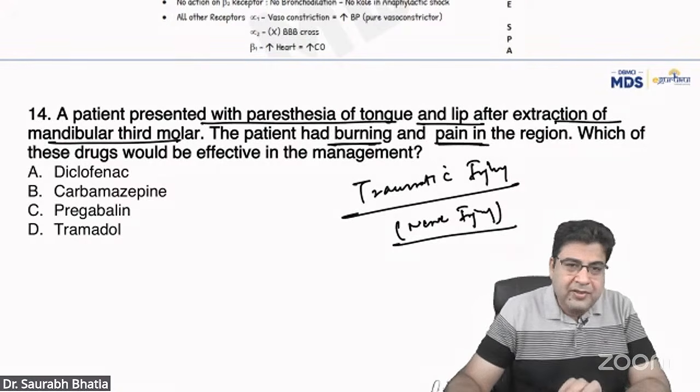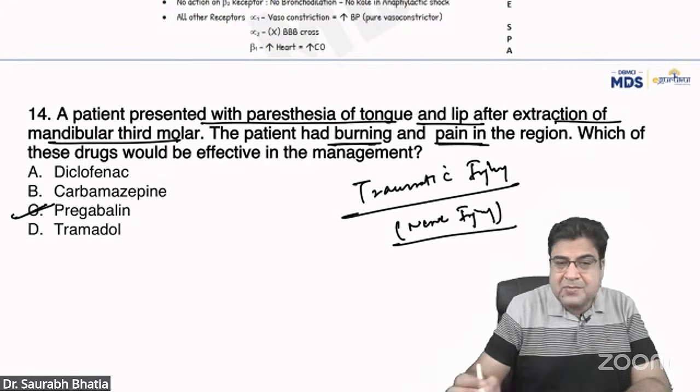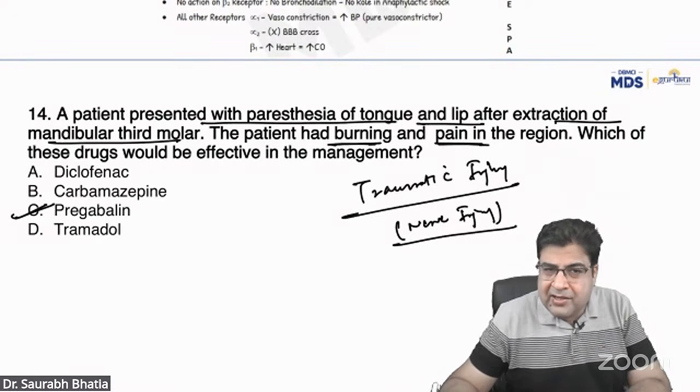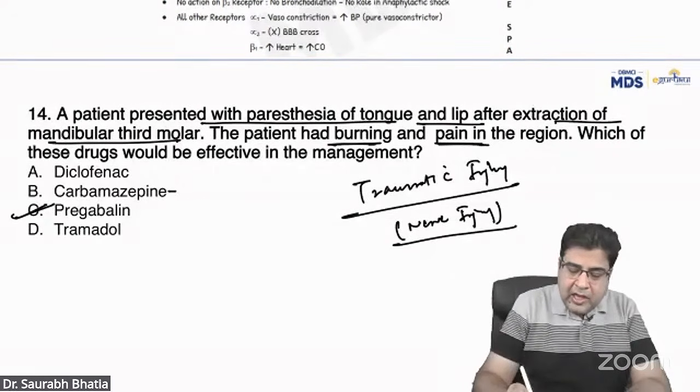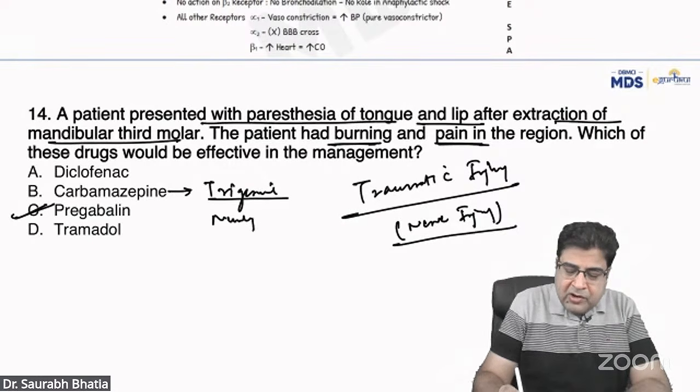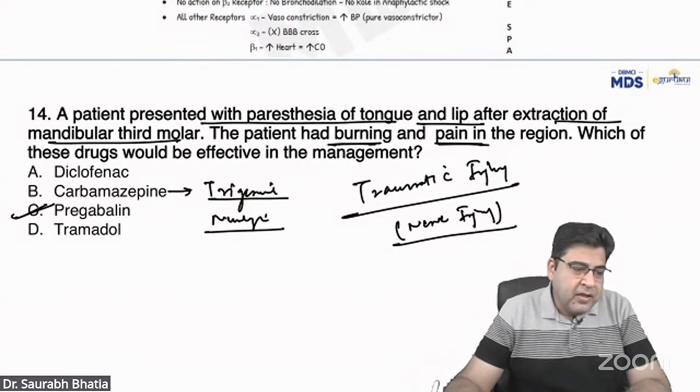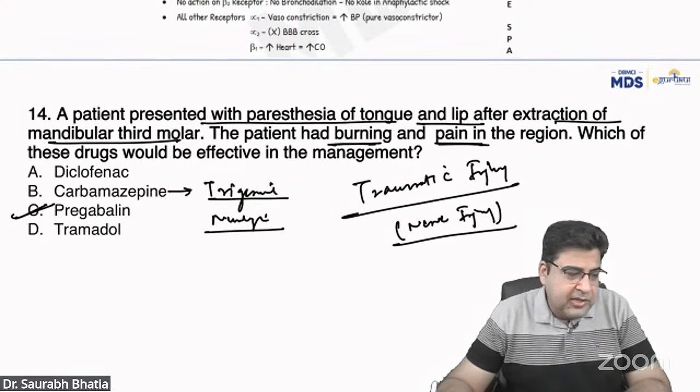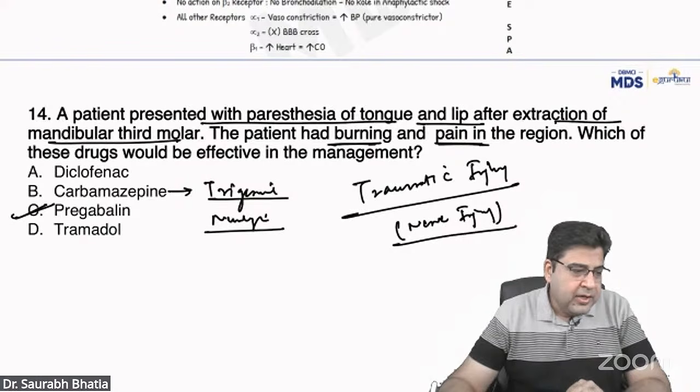Now which medicine is given? Answer is pregabalin. So pregabalin is a drug that is given for traumatic injury. Carbamazepine is given for trigeminal neuralgia. So this medicine is given for trigeminal neuralgia. So it's not a case of trigeminal neuralgia, right?